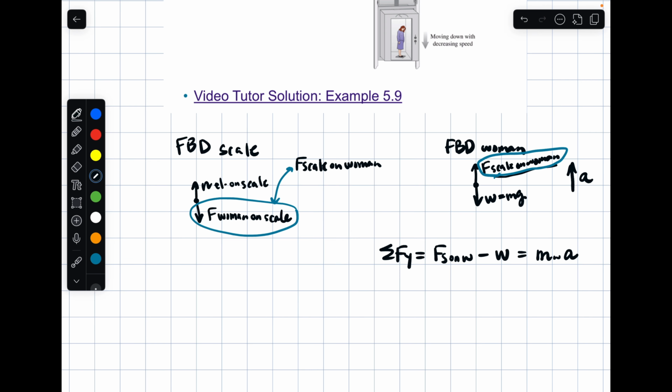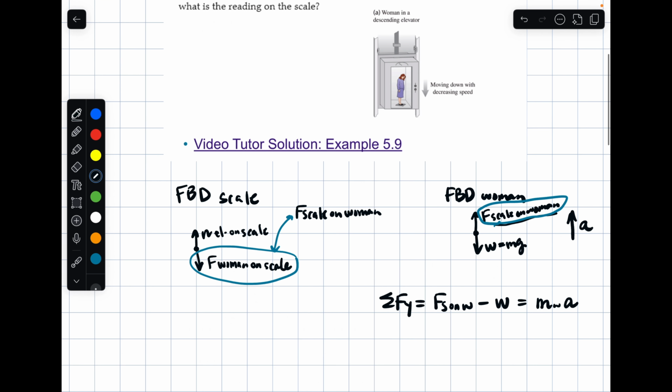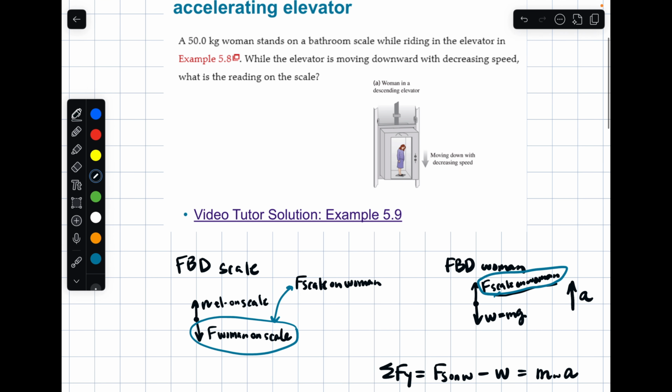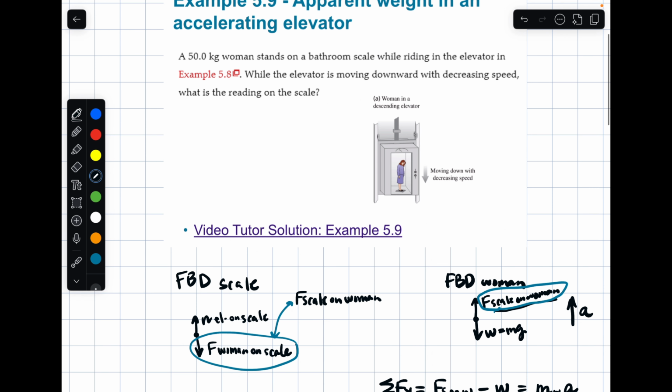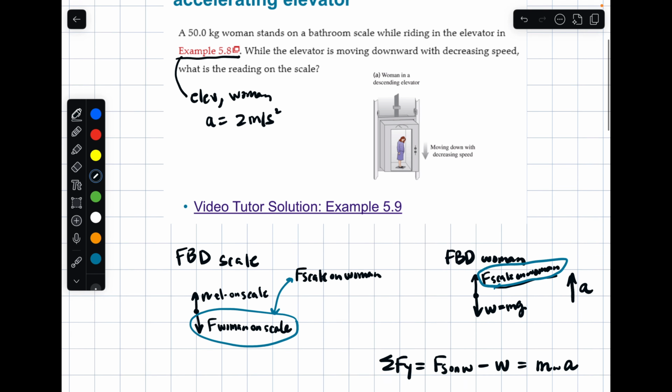So all we need to do is determine the acceleration of the woman. The acceleration of the woman is going to be the same as what was given in the previous example, right? We saw that the acceleration of the elevator, and thus the woman, was 2 meters per second squared upward.